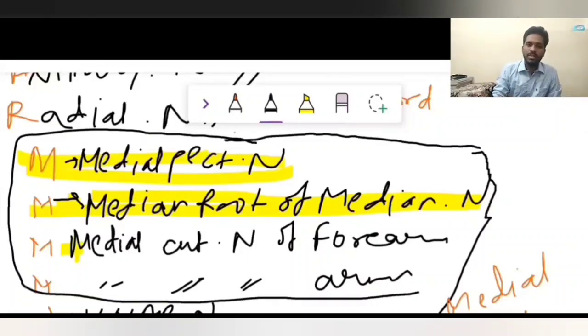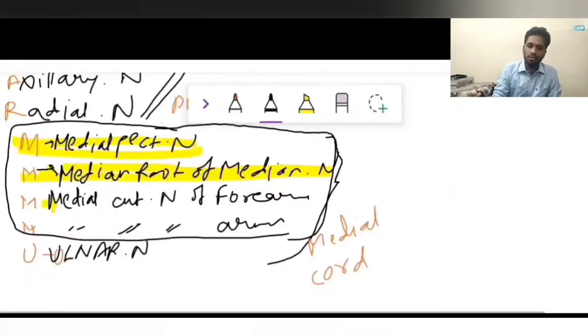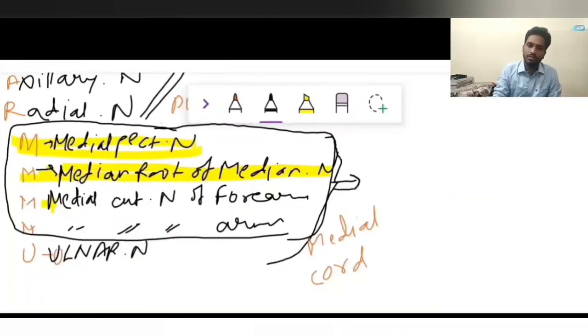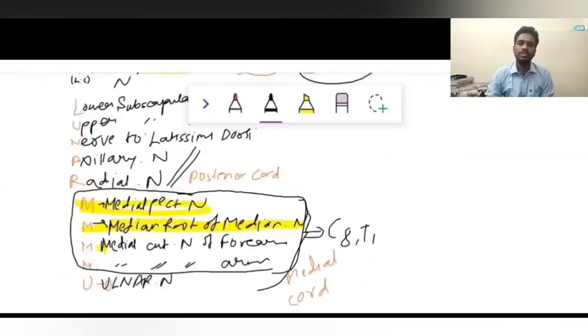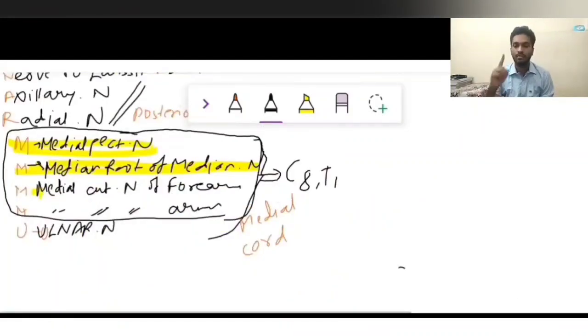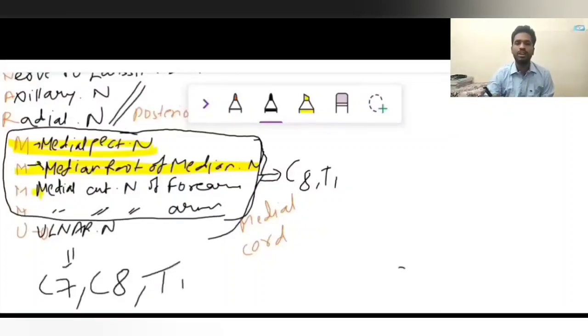So all these M's, that is medial pectoral nerve, medial root of median nerve, medial cutaneous nerve of forearm, medial cutaneous nerve of arm, all have a common root value, that is C8 and T1. For ulnar nerve, the root value is not only C8 to T1. We have one more root, that is C7. So C7, C8, T1 is the root value for ulnar nerve.